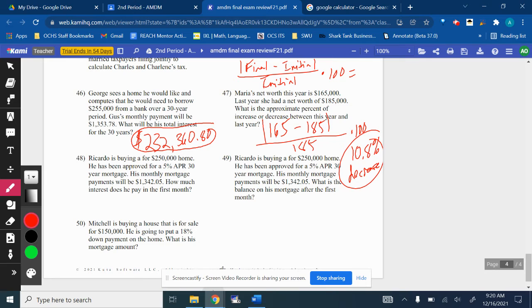That's the answer. Number 48. Ricardo is buying a home for $250,000. He has been approved for 5% over 30 years. His monthly mortgage is that. How much interest does he pay in his first month?